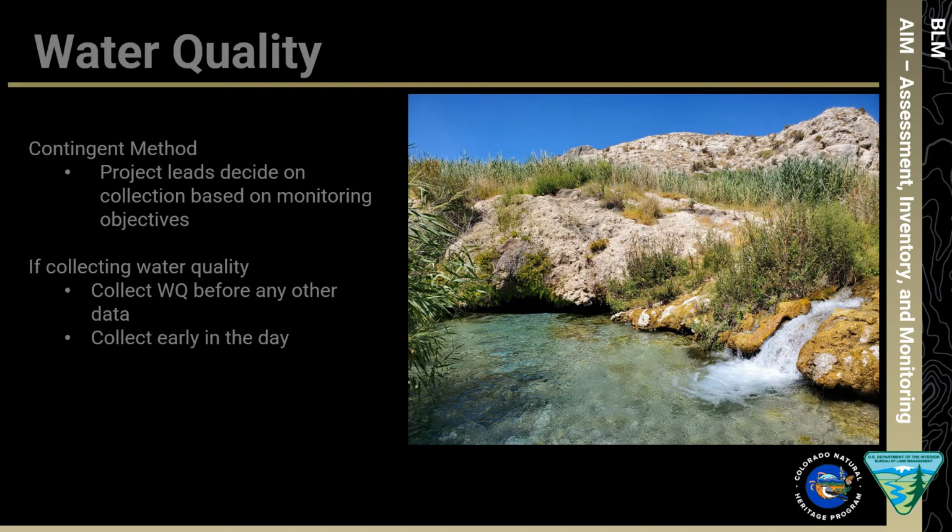If water quality measurements are taken, these measurements should be made before any other data are collected to minimize sediment disturbance and turbidity in the water column, which can impact water quality measurements. Collecting water samples early in the sampling day will also limit the impact of diurnal changes in water quality due to temperature fluctuations and metabolic activity of organisms in the water.